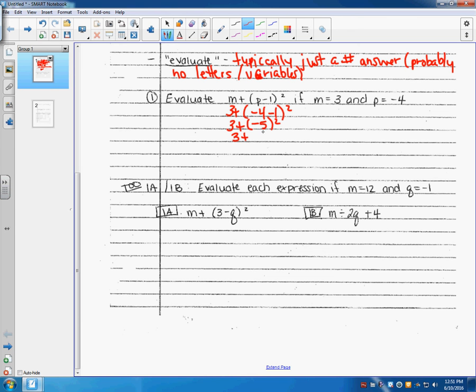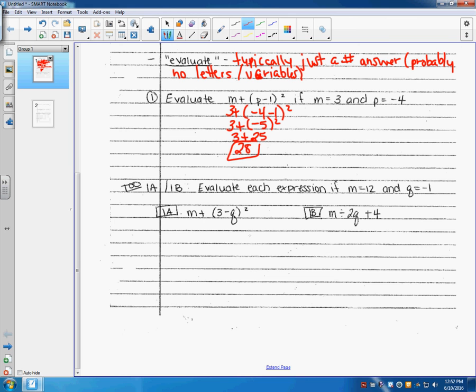So let's just think. What's negative 5 times negative 5? That's what negative 5 squared means. It's positive 25, isn't it? And then 3 plus 25 is obviously 28. So that problem is now done. See how we had just a number and all the letters disappeared because we substituted. So that's what evaluate meant.